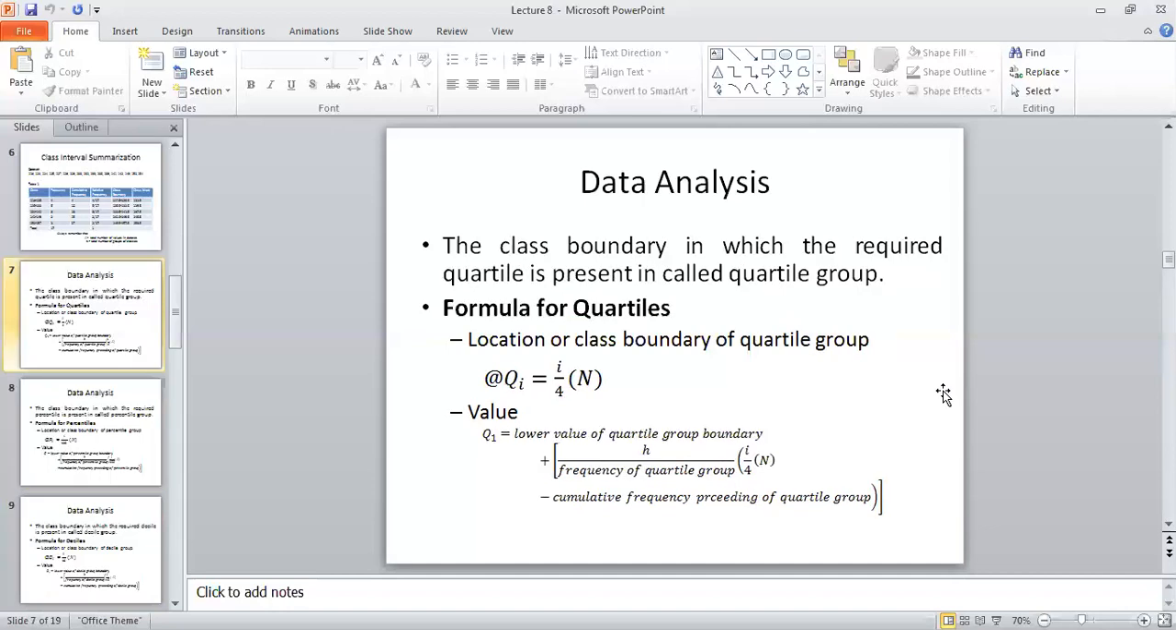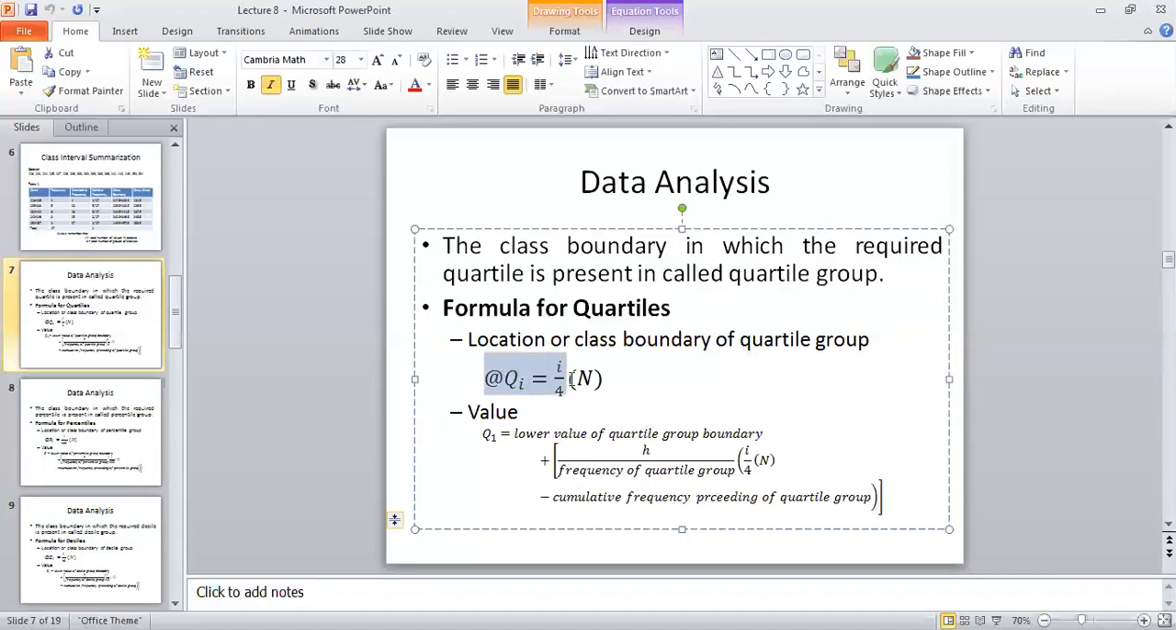Now, the location or the class boundary for the quartile group is given by this formulation, as I'm highlighting over here. The at-the-rate symbol I prefer to use because it shows the location, not the quartile value. The quartile location is given by Qi equals I upon 4 multiplied by capital N. In this equation, I is the index number, which can have values 1, 2 or 3, indicating quartile 1, quartile 2 or quartile 3.